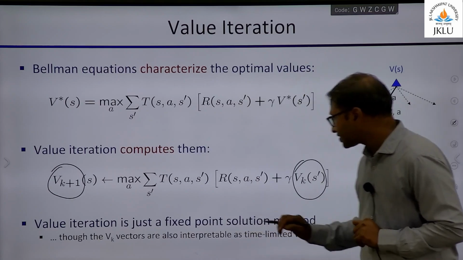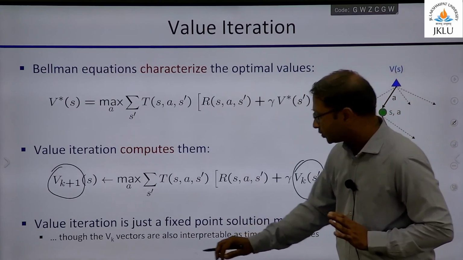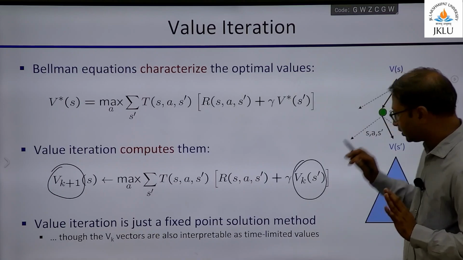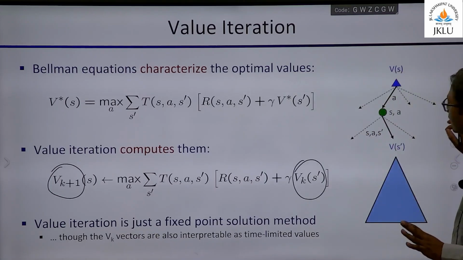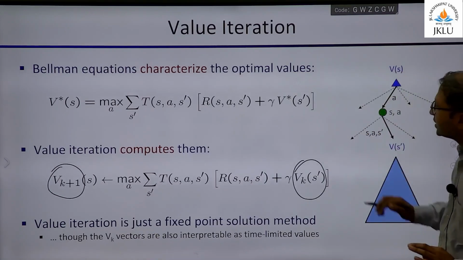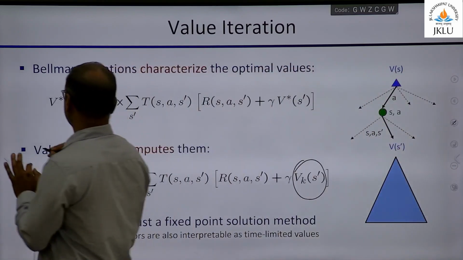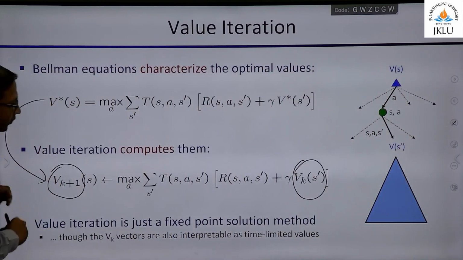Value iteration is just a fixed point solution method. Through Vk vectors are also, so okay. So value iteration is just that we have written these Bellman equations in this form.